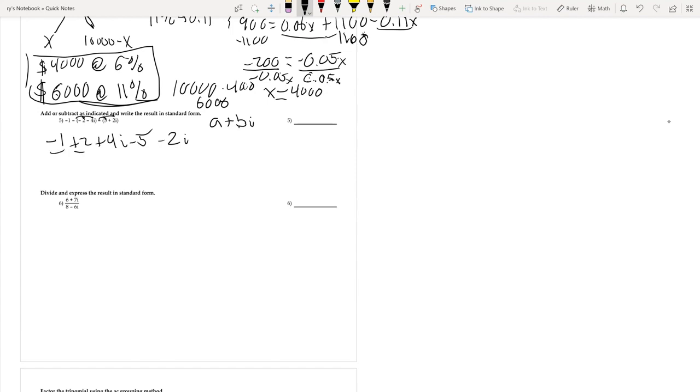So I'm combining my like terms. -1 plus 2 minus 5 gives me a -4. And then 4i minus 2i gets me a positive 2i. And that's my answer. -4 plus 2i. Rewrite that 4, make it a little better.